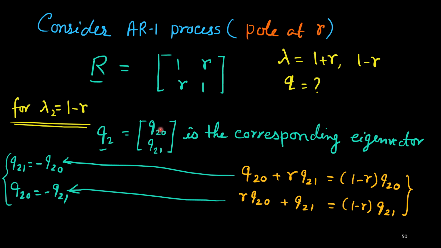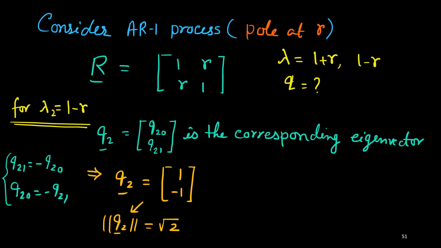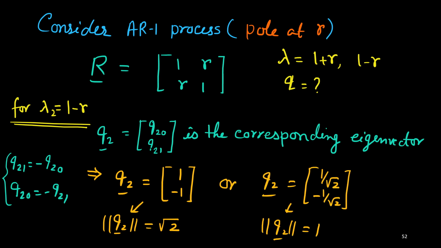So here, if I consider this is 1, this should be considered as minus 1. So q2 I will consider 1 and minus 1, and its norm again root 2. So we can consider q2 in this way, 1 upon square root 2, minus 1 upon square root 2, that will give you unit norm.